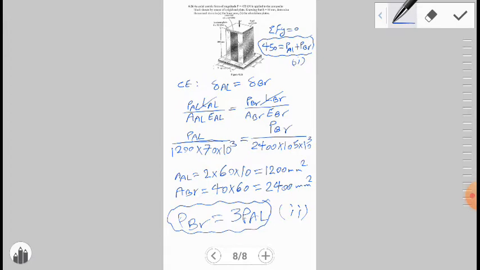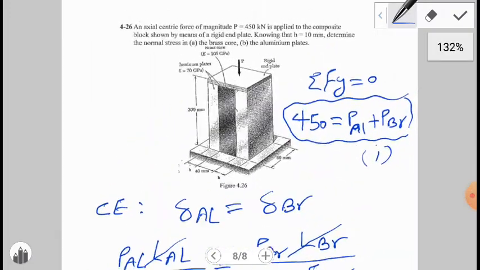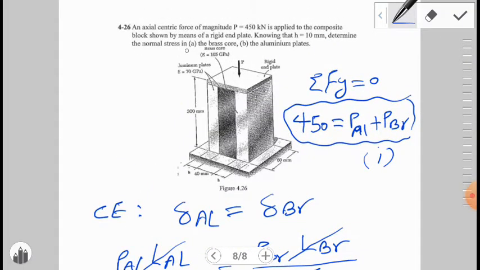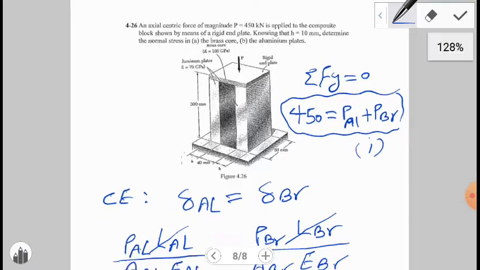We have one equation based on the equation of equilibrium, and for finding equation number 2, we used the compatibility equation or concept. Delta aluminium is equal to delta brass. The compatibility concept is based on the deformation of the structures. Deformation of the aluminium is the same as the deformation of the brass. That's why after finding A aluminium and A brass, we can find P brass is equal to 3 times P aluminium. Now, the question is to find the normal stress in the brass core and aluminum plate.